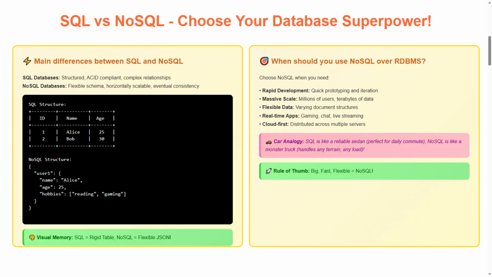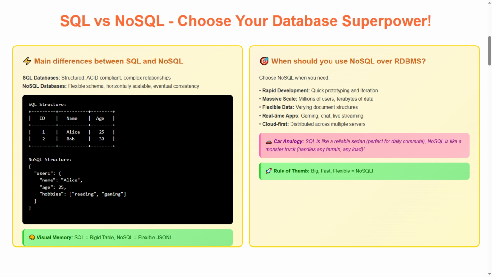Let's explore the battle between SQL and NoSQL. Choose your database superpower. What are the main differences between SQL and NoSQL? SQL databases are structured, ACID compliant, and handle complex relationships. NoSQL databases have flexible schema, are horizontally scalable, and use eventual consistency. Now, let's look at our visual memory section. Visual memory. SQL equals rigid table. NoSQL equals flexible JSON.